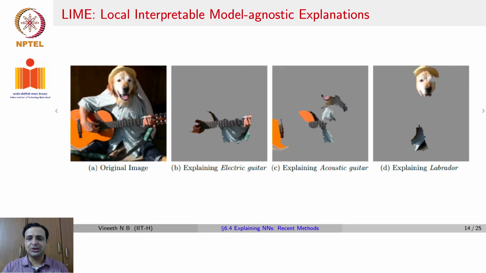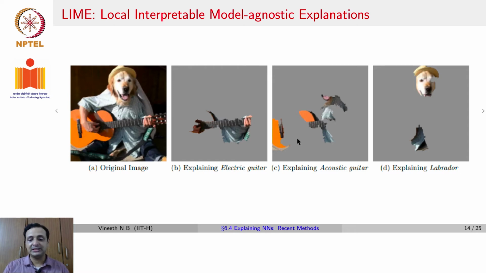Let's see how this is used. So given an image such as this, your perturbations could be where you take, let's say, the face of the dog and remove it and give the rest of the image and see what the network predicts. Similarly, you may remove the strings in the guitar and see what the model predicts. Similarly, you remove the board of the guitar and you would see what the model predicts.